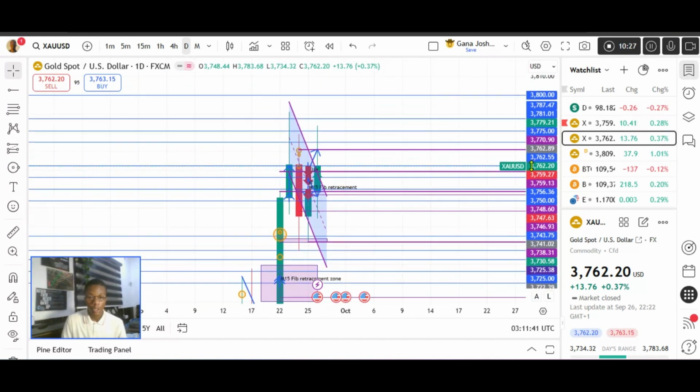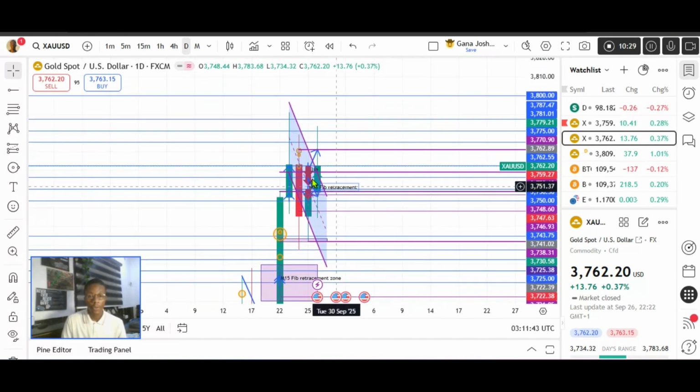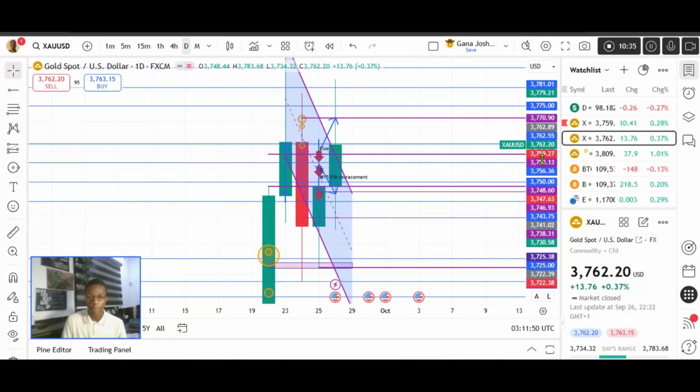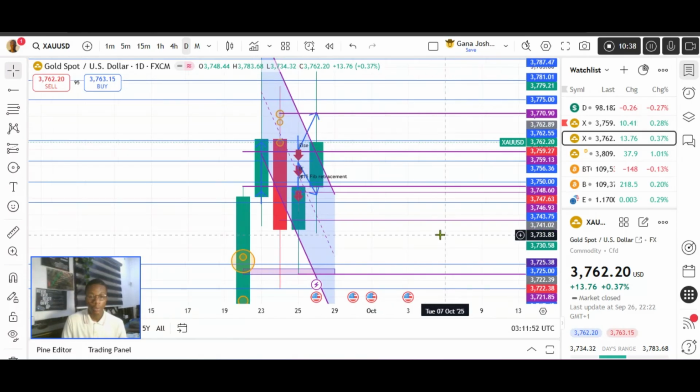So let's see how price opens. I'm looking for the open to calm down a bit. Can you guys see my screen? Sorry. Yeah.